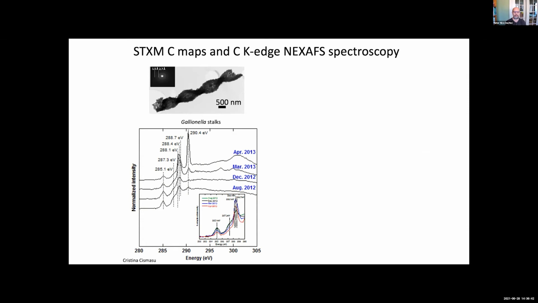If we look at the carbon NEXAFS spectra that we can get from these individual stalks over time, not exactly the same stalk, but example stalks over time, we can look at how the peaks in these spectra change over time. And you can basically see the diminution of the more reduced peaks. This peak is getting smaller, and the more oxidized peaks and the carbonate are increasing. So we can see over time that the carbon in the stalks themselves is becoming oxidized.